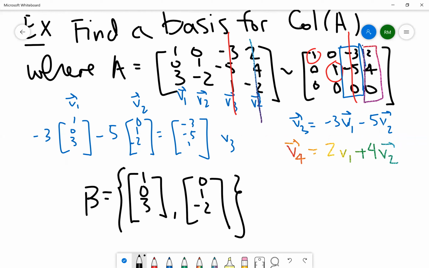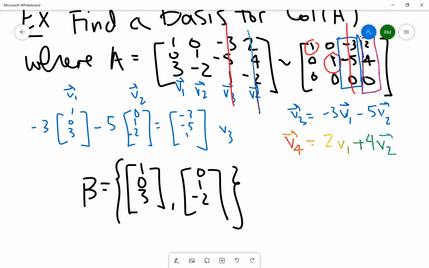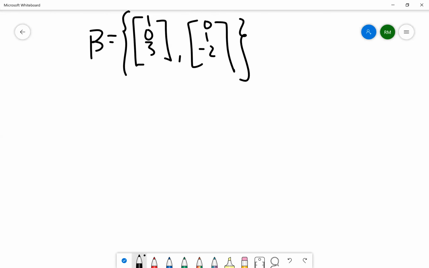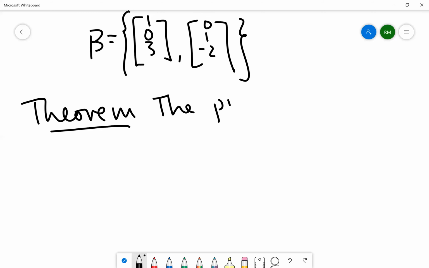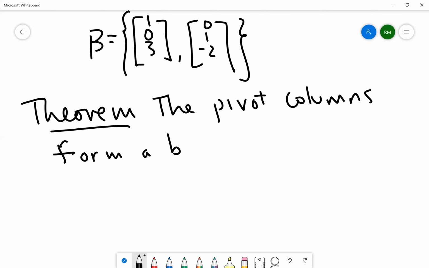And so this leads us to the following observation about the column space. The pivot columns form a basis for Col A.